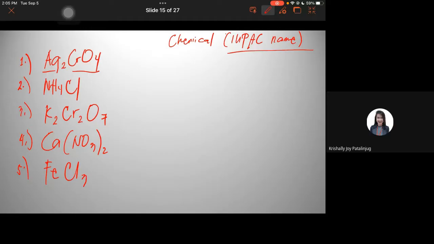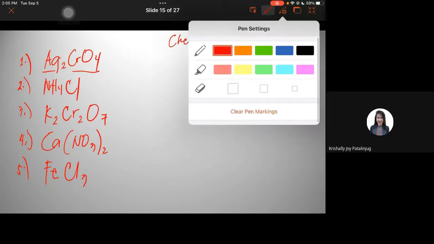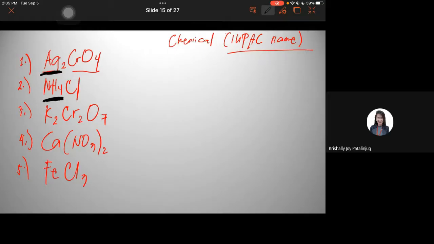These are all ionic compounds. You will know it's ionic because these are written with cations first, followed by the anion. So all the underlined first elements are cations. The rest are anions. So you just have to name it. Okay? Sige, so that would be all for this afternoon.